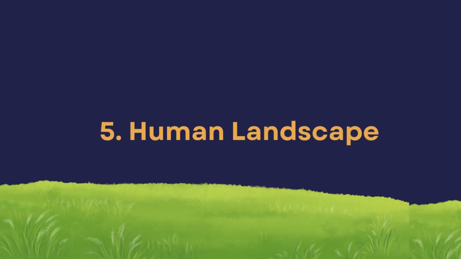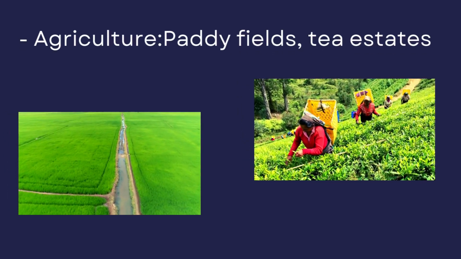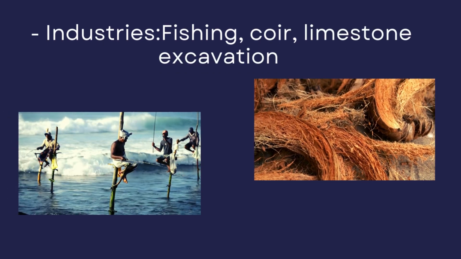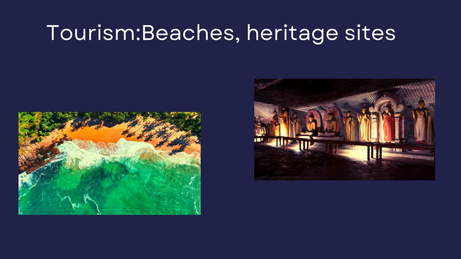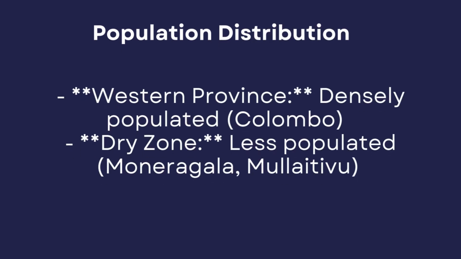5. Human landscape. The human landscape refers to areas shaped by human activities, such as agriculture, paddy fields, tea estates, industries, fishing, quarrying, limestone excavation, tourism, beaches, and heritage sites. Population distribution: the Western Province, such as Colombo, is densely populated; the dry zone, such as Moneragala and Mullaitivu, is less populated.